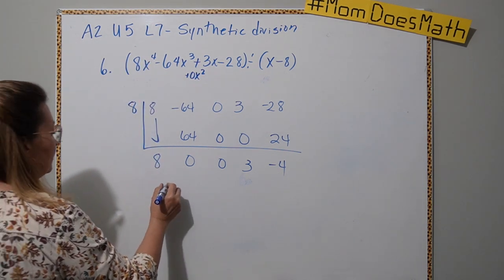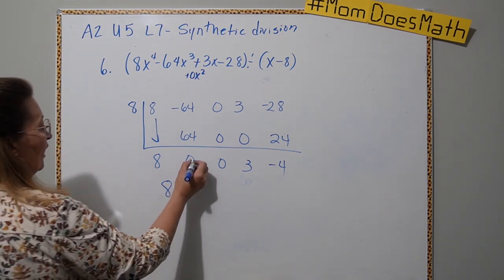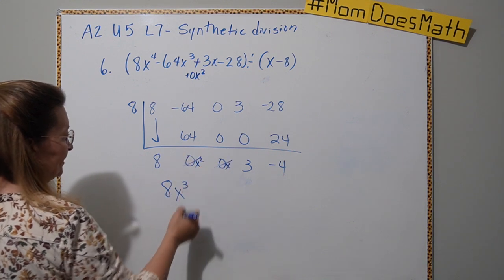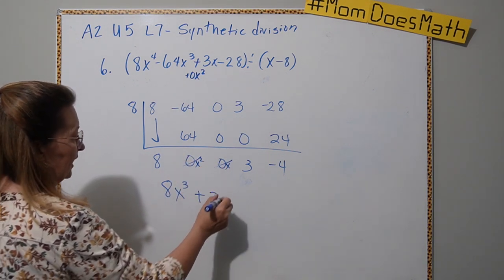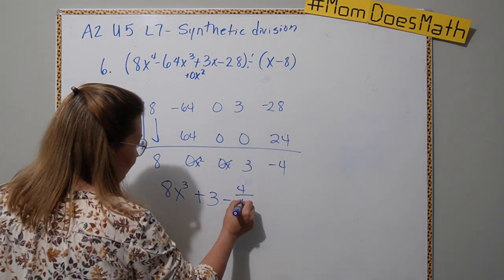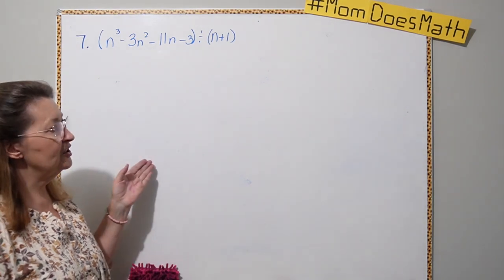This is my coefficient, so I'm going to start off with 8x to the 3rd. Now, I have 0x squared and 0x, so I can skip those. Then I have +3 minus 4, this is your remainder, over x minus 8.